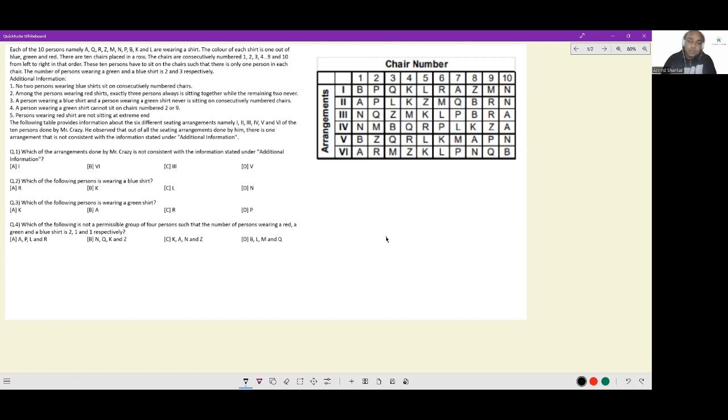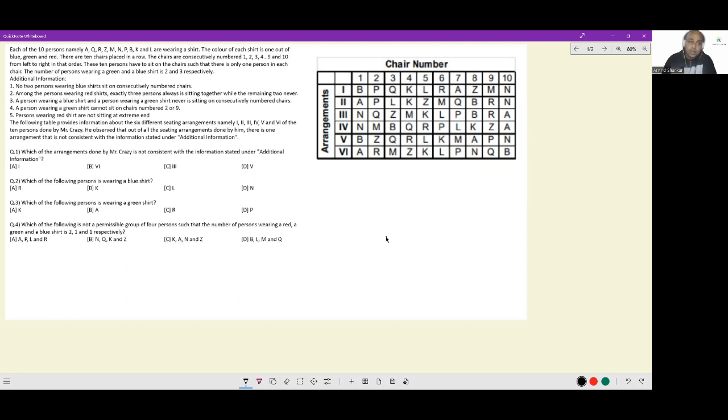There are 10 chairs placed in a row. The chairs are consecutively numbered 1, 2, 3, 4, 5, 6, 7, 8, 9, 10, from left to right in that order. These 10 persons have to sit on the chairs such that there is only one person in each chair.